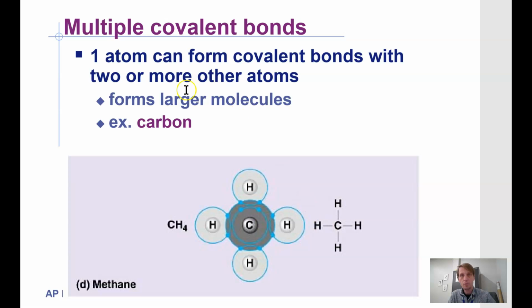So here's my example of carbon that I mentioned. One atom can form covalent bonds with 2 or more other atoms. And here we have carbon, which had the 4 electrons. Therefore, it can form up to 4 covalent bonds. This is methane, natural gas in every sense of the term.